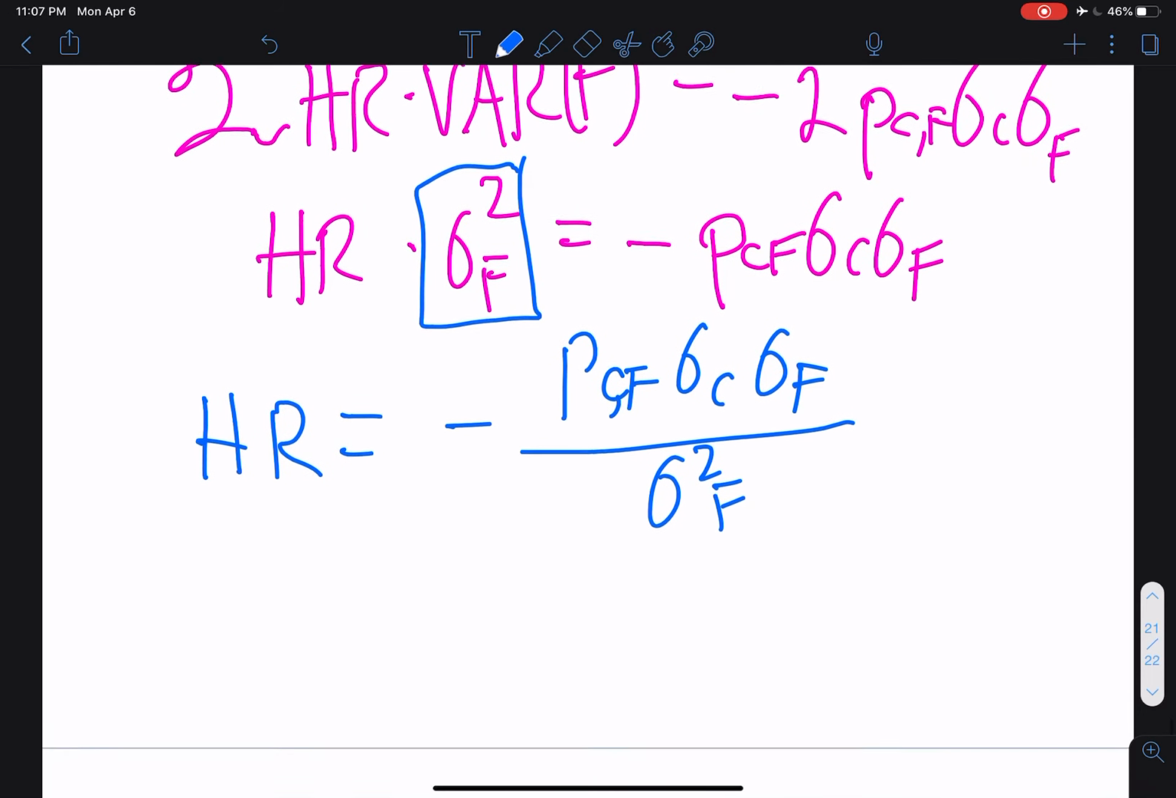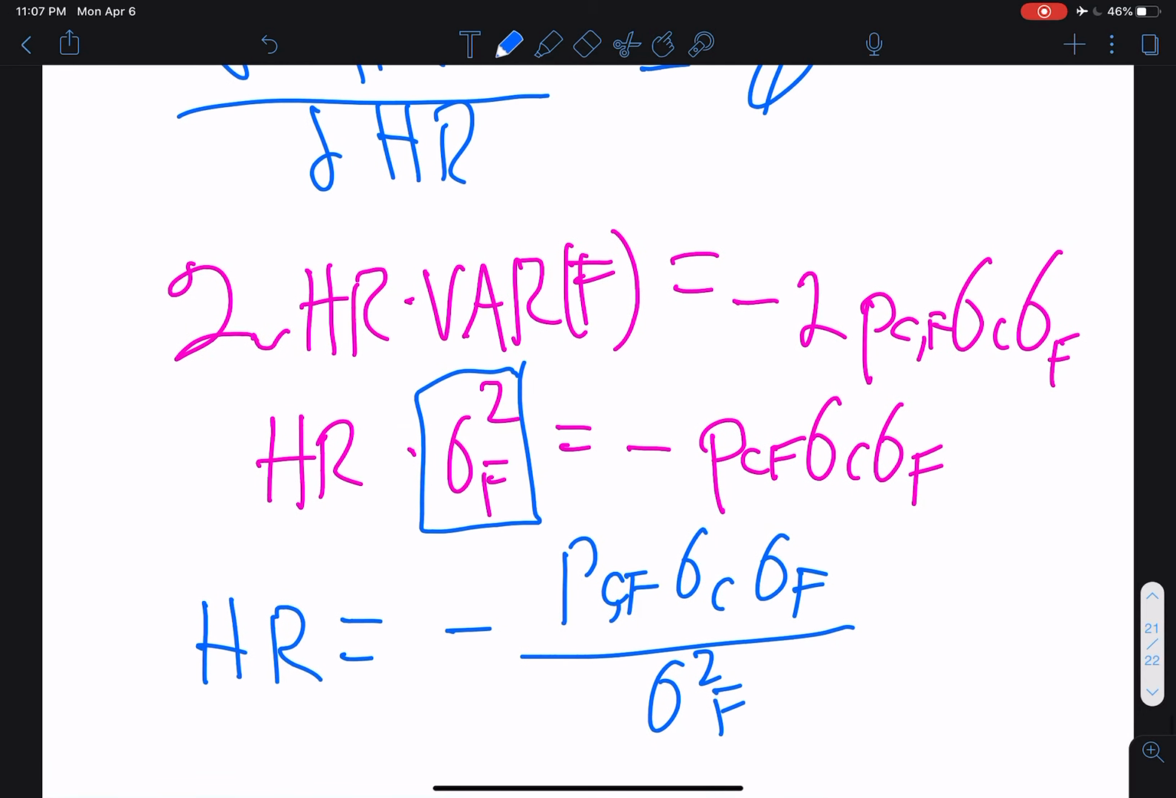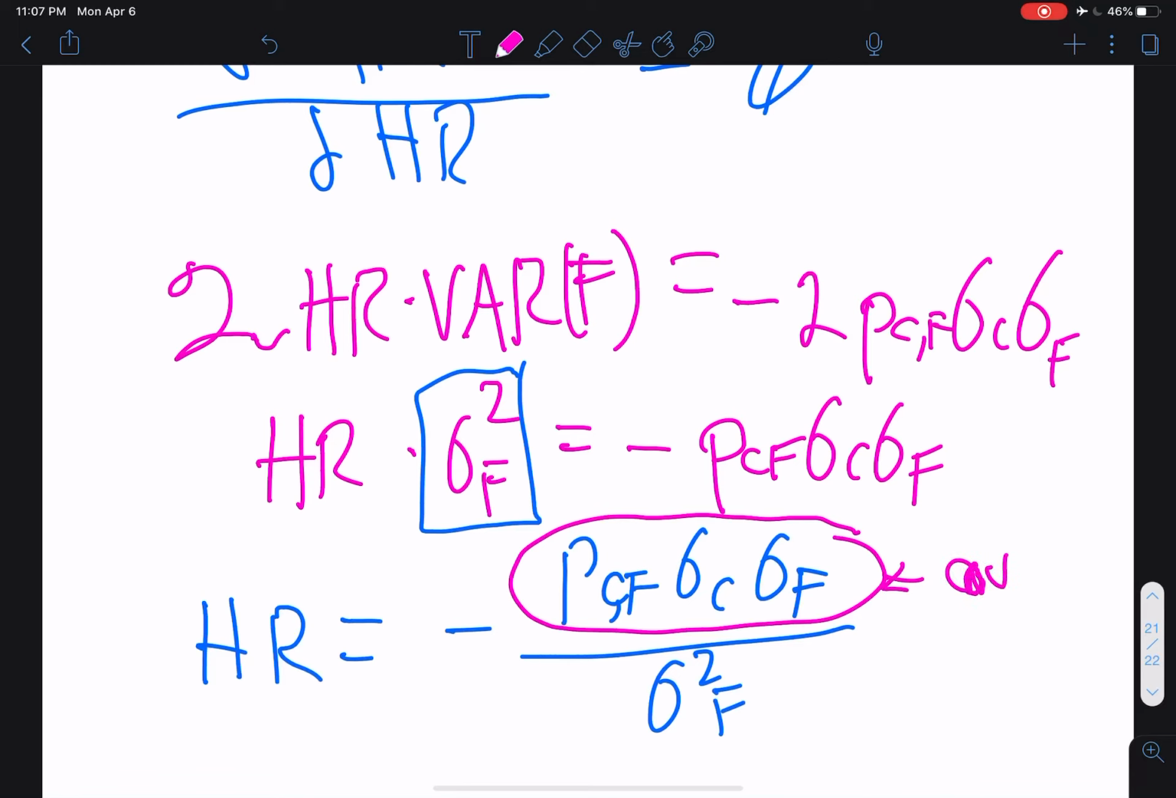And then I'm going to reverse my earlier substitution. I'm going to recognize that that term, of course, is equal to the covar between C and F, cash price and futures price.